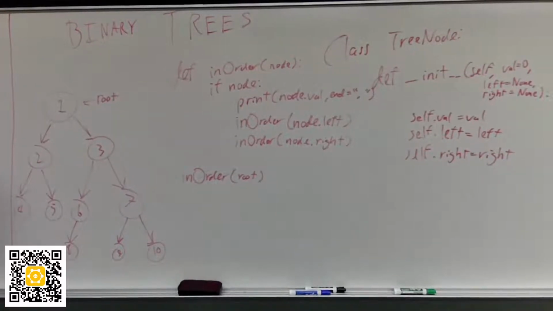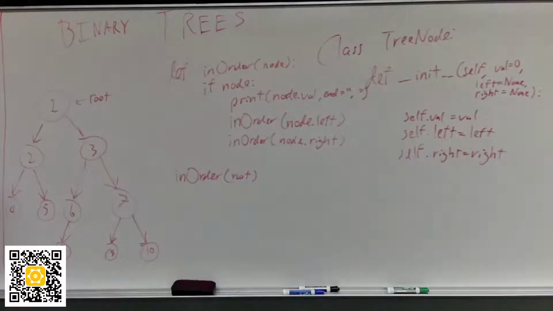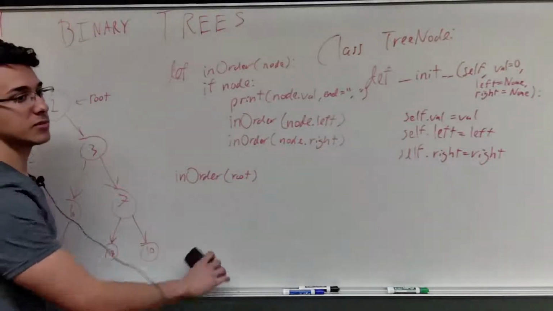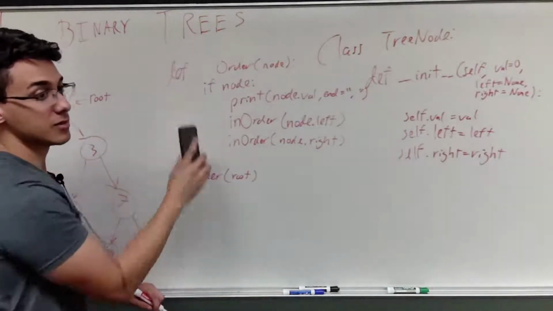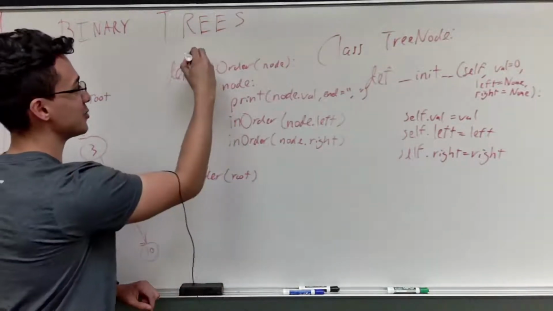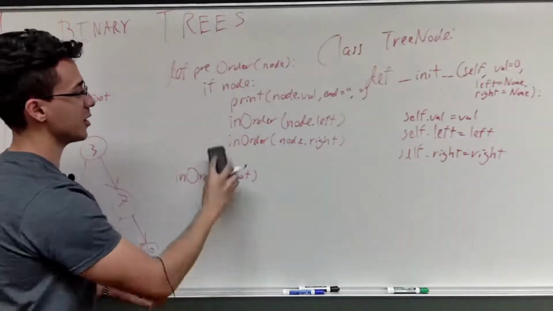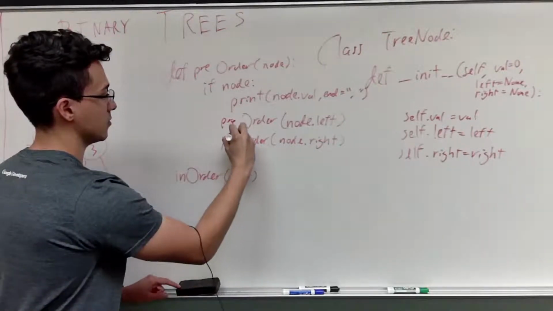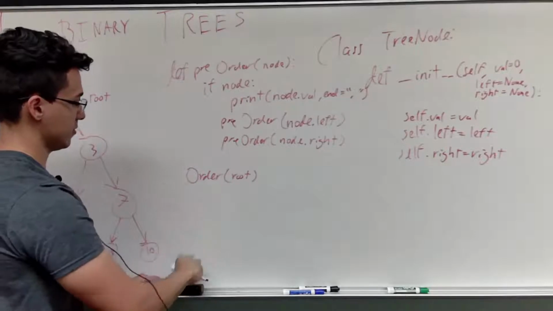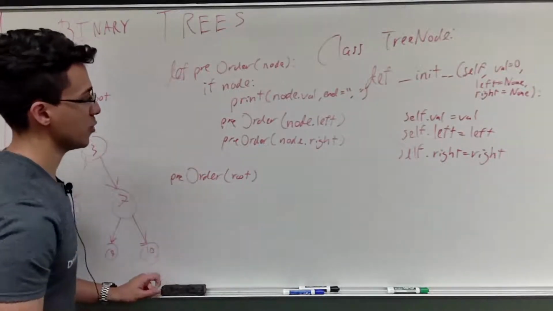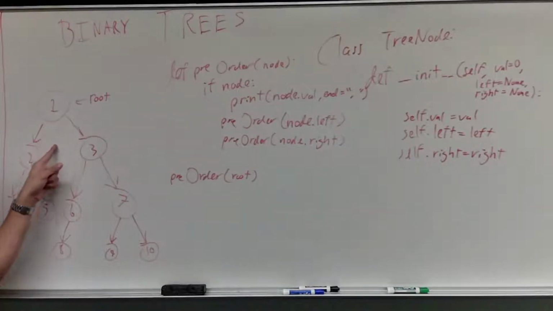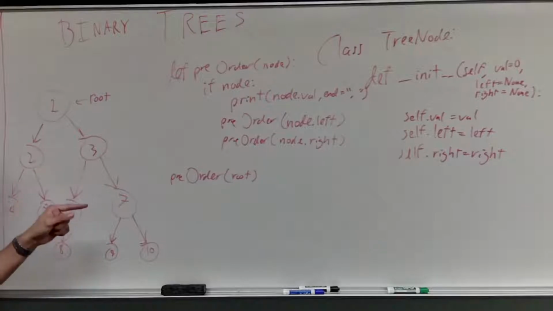Like 1, 2. 4, 5, 3, 6, 7. And no, 3, 6, 8, 7, 8. This is pre-order. This is pre-order. My mistake. This is pre-order. Right, guys. Pre-order. Yeah. So it does this, and then the whole left, and then the whole right.